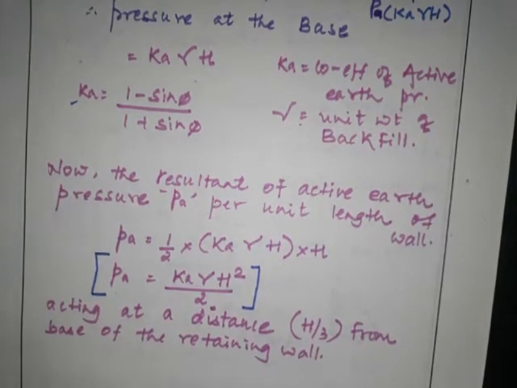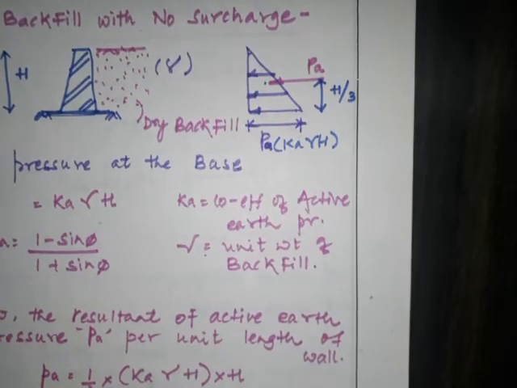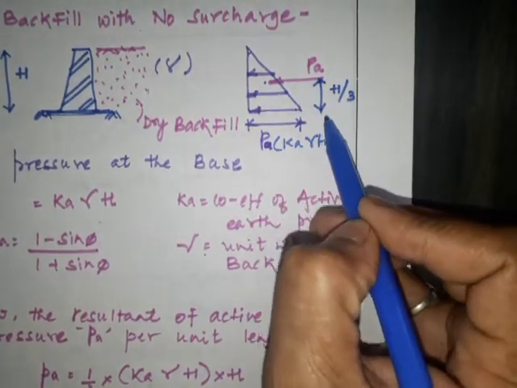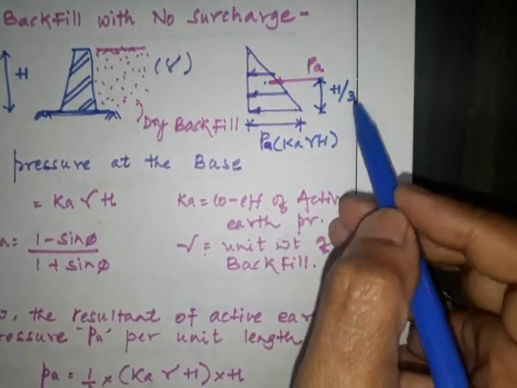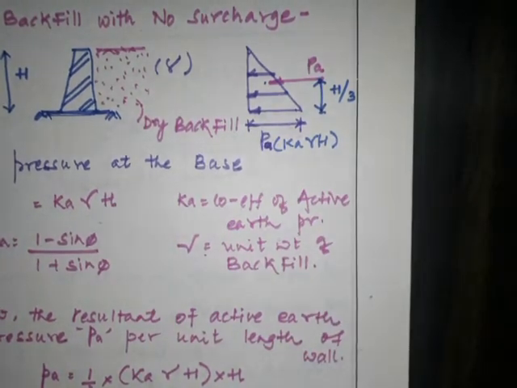This is very important. For dry soil, Pa is equal to Ka into gamma into h square by 2, and this acts at a distance of h by 3 from the base of the retaining wall, because we know the centroid of a triangular shape is at a distance h by 3 from the base. So this force Pa, the active earth pressure, acts at h by 3 from the base of the retaining wall.